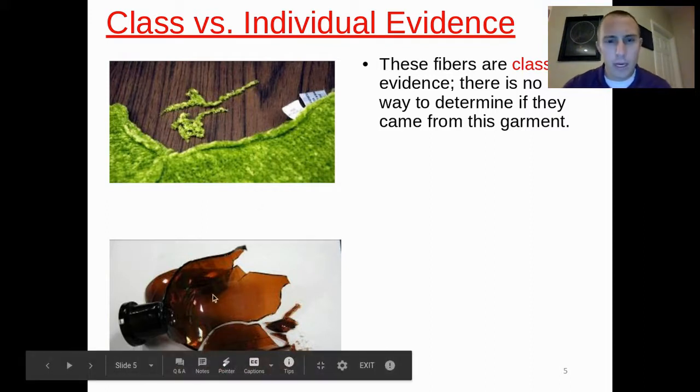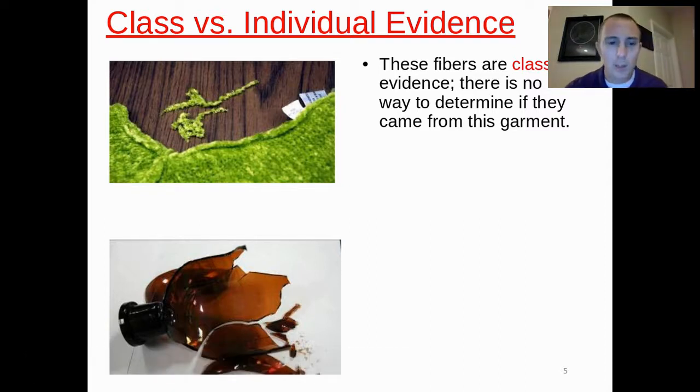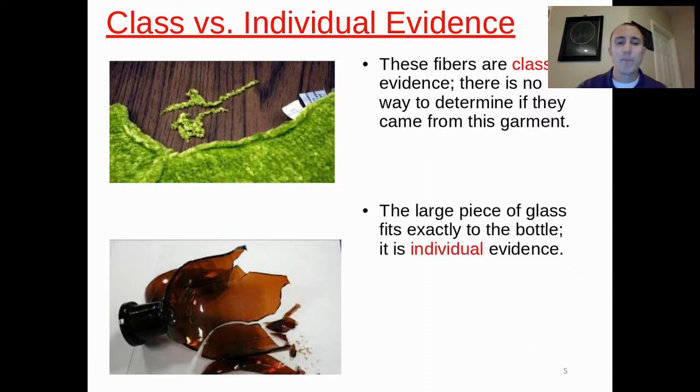So this bottom one here, if we think about this, can we fit these smaller pieces of shards of glass on the bottom in the broken sections of the larger piece of glass? Yeah, we can physically fit them together like two puzzle pieces. So this is going to be an example of individual evidence because we can hold them up together and we can see that they physically match with each other. Especially for something that's as variable as broken glass, having two pieces match up is pretty compelling evidence.